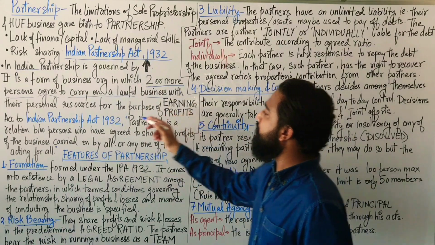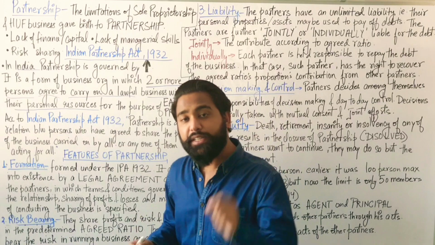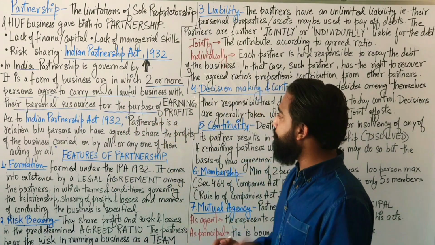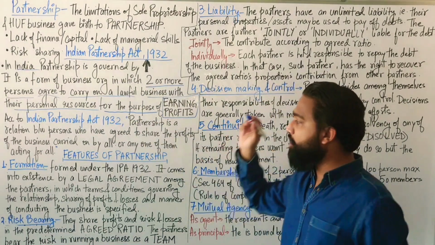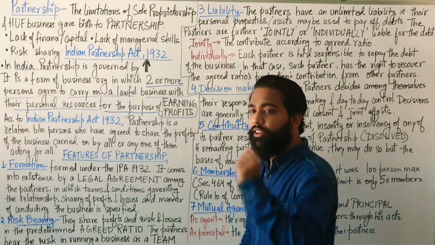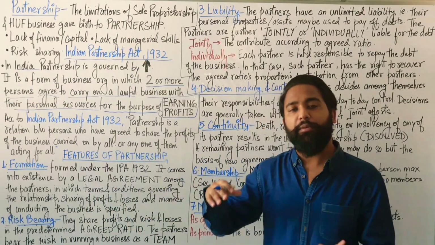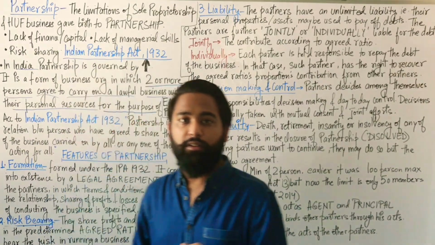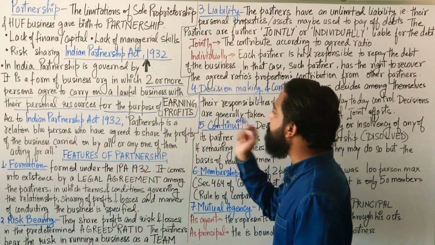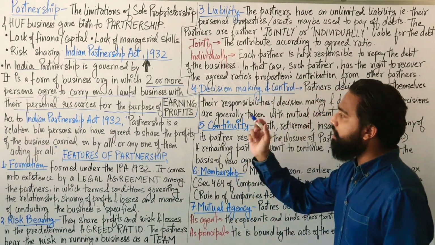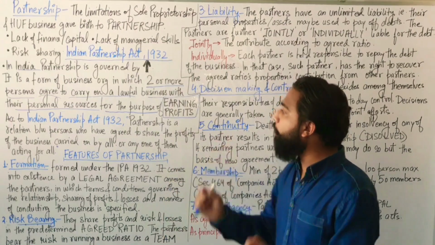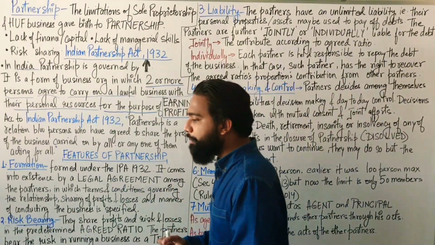Agree to carry on a lawful business with their personal resources, with their personal capital, their personal land, their property, for the purpose of earning profits. That should be the motive. If a partnership does not have the purpose of earning profit, then it will not be considered a partnership. That will be termed as something else, like NGOs, non-profit organizations. So when it comes to partnership, earning profit must be the purpose. Again, it is a form of business organization in which two or more persons agree for the lawful business with their personal resources for the purpose of profit.